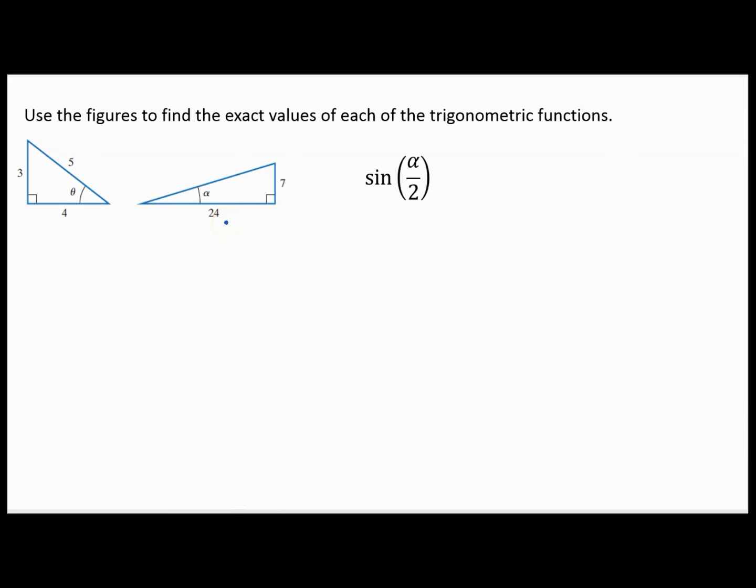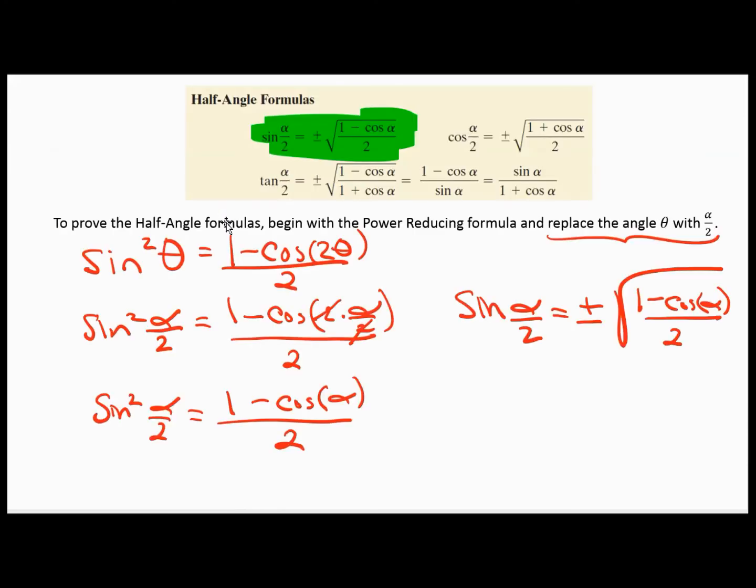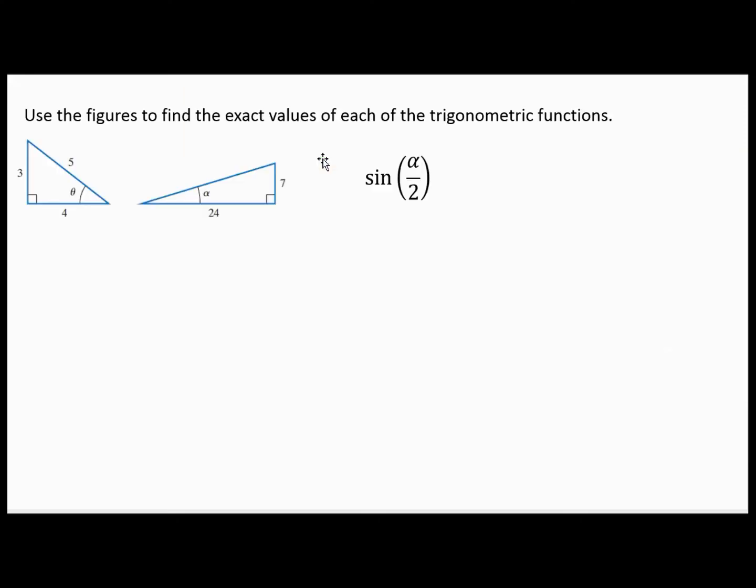So the next step would be to write the formula for sine of alpha over 2. Again, notice that's a half angle formula. I will give you these on the test, but it's plus or minus the square root of 1 minus the cosine of alpha over 2. Now this triangle we've got drawn over here, this one is for alpha, not for alpha over 2. That's why we must use the formula.